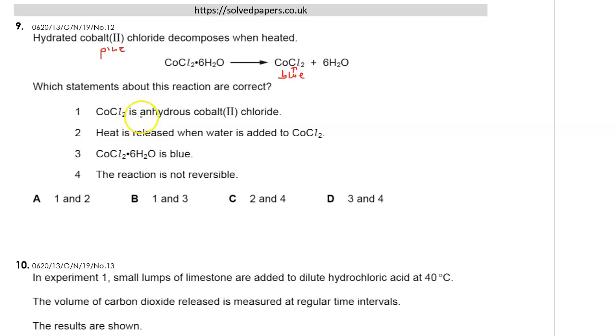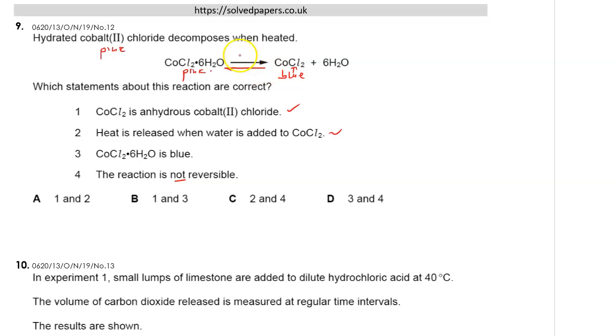This cobalt chloride is anhydrous cobalt chloride. That is correct. Heat is released when water is added to anhydrous cobalt 2 chloride to get hydrated cobalt 2 chloride. That is correct. You get heat. This is blue. No, this is pink. That is pink. The reaction is not reversible. Actually, the reaction is reversible.